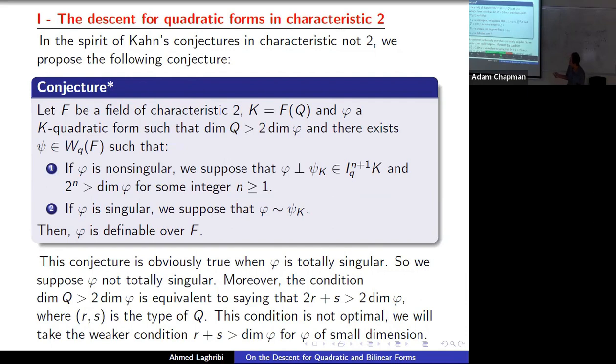And this condition, how can I write it? You have the dimension of Q is bigger than double the dimension of phi. And Q is of type RS, which means exactly that 2R plus S is smaller than 2R plus 2S, I guess. And this implies that R plus S is bigger than the dimension of phi. In some cases, we will work with this weak condition instead of this one.